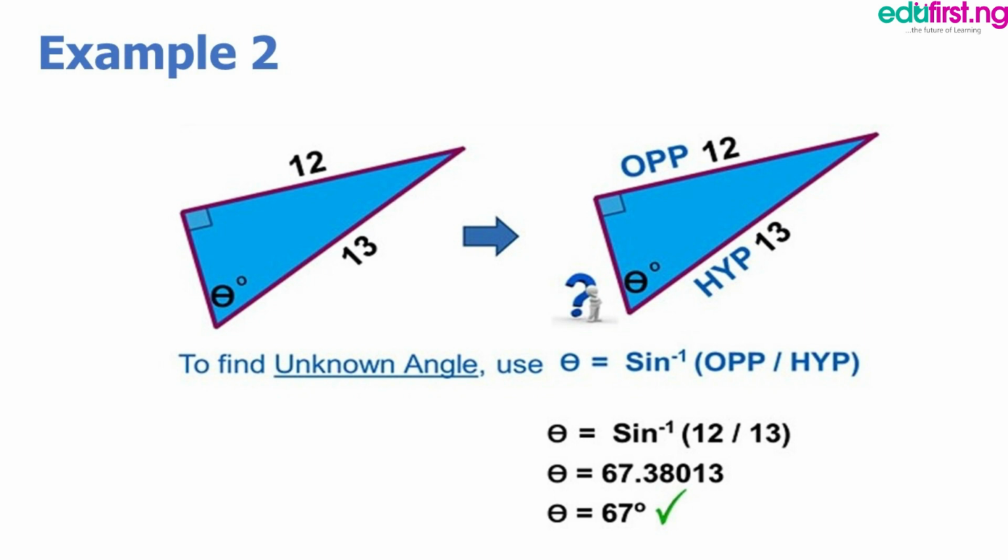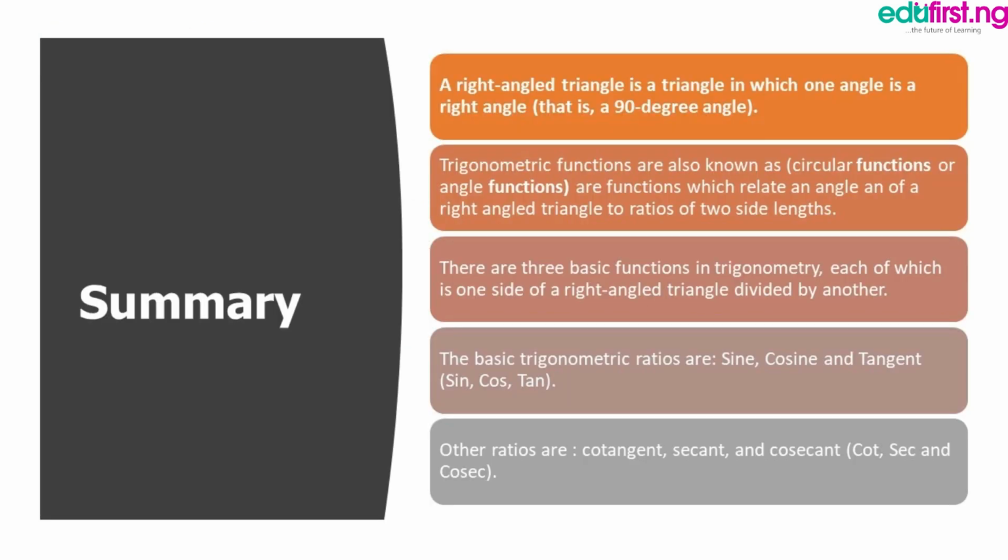I hope you understand. Okay, in summary, we know that there are three basic trigonometric ratios, which are the sine, cosine, and the tangent. And we have some other ratios too, which are cotangent, secant, and cosecant. And we know that a right angle triangle is a triangle in which one angle is a right angle. To implement these trigonometric ratios, we must have a right angle triangle.